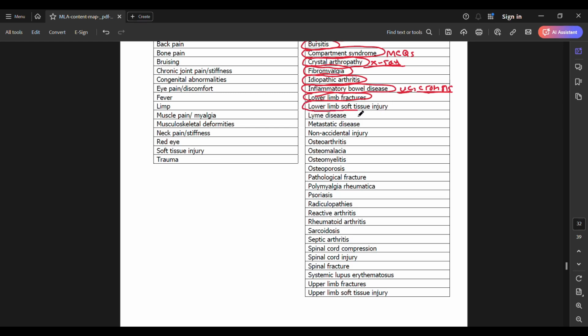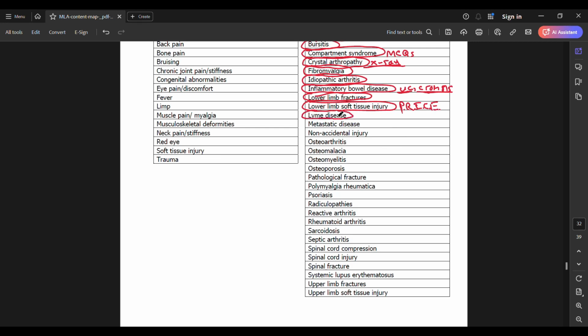Next, you have lower limb soft tissue injury. I have seen a station or two in your OSCE exams where the patient has a soft tissue injury of the lower limb. Their x-ray doesn't really show anything wrong with the bone, and you have to give advice to the patient, and you have your classic PRICE in this case. So painkillers, rest, icing, compression, and elevation. Okay, so know about this as well.